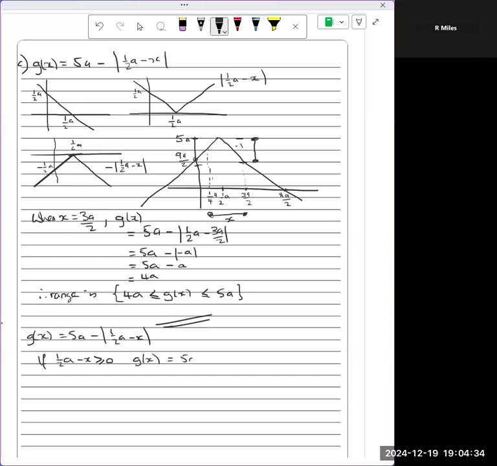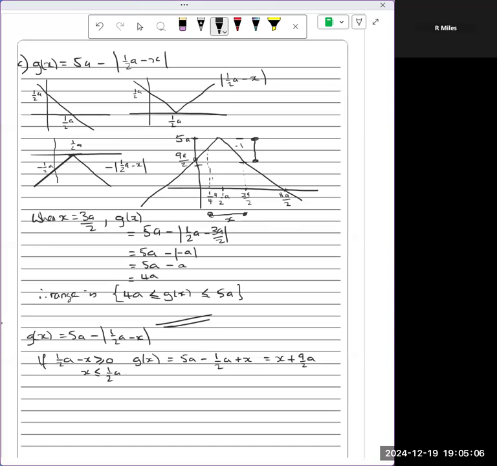is 5a minus just the thing with a bracket instead of the modulus. So that's going to be a minus a half a plus x. So be careful. That is basically x plus 4.5a, isn't it? So 9 over 2a. And that's going to be the requirement here. If we rearrange that, that is x is less than or equal to half a.